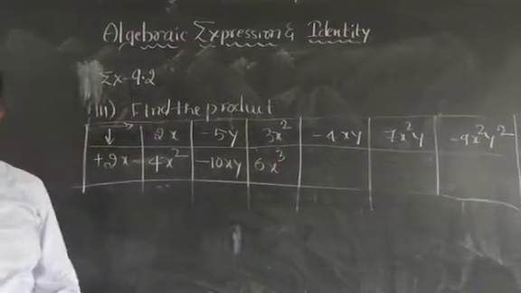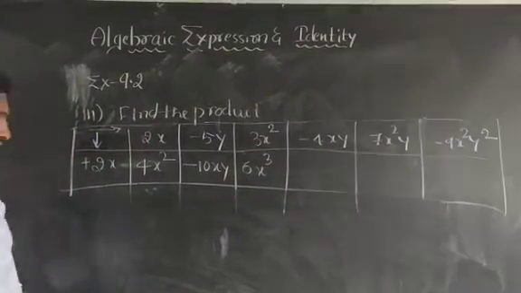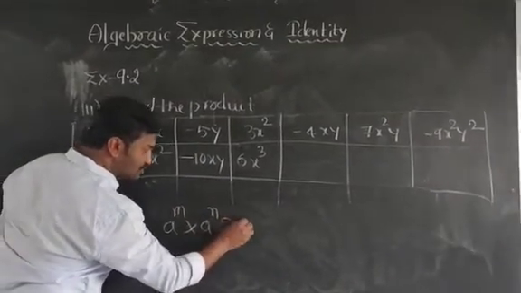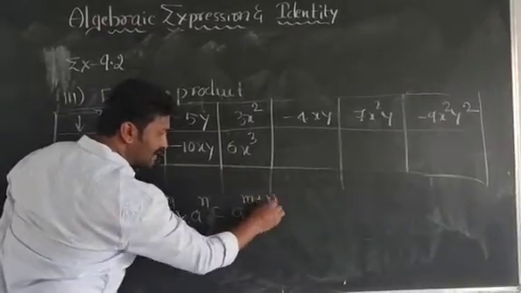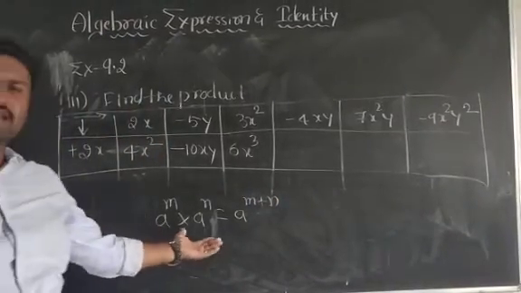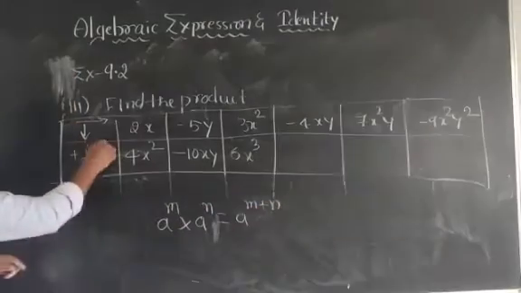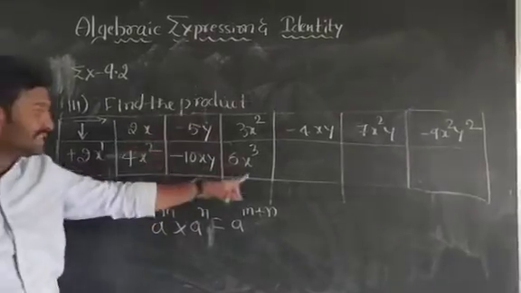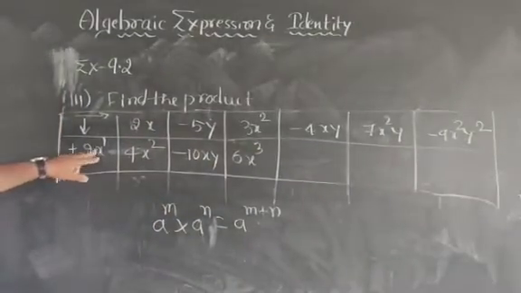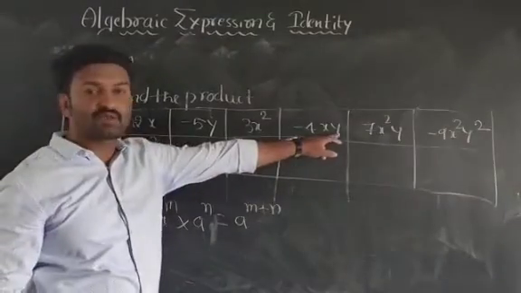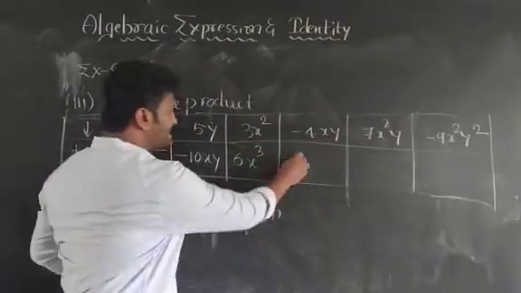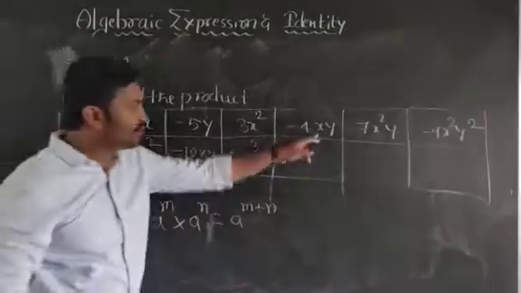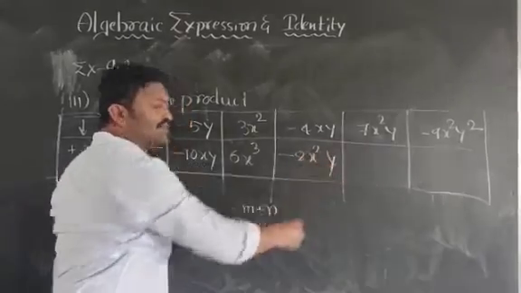x raised to 3. Okay, this is the law of exponents. You have studied, right? a raised to m into a raised to n equals a raised to m plus n. If the bases are the same, you just have to add the powers. Here also the same. Here 1 is there, here 2. 1 plus 2, 3. x into x square is x raised to 3. And here 2x into minus 4xy. Plus into minus, minus. 2 4s are how much? 8. Here 1x, here 1x, x square, only 1 1.